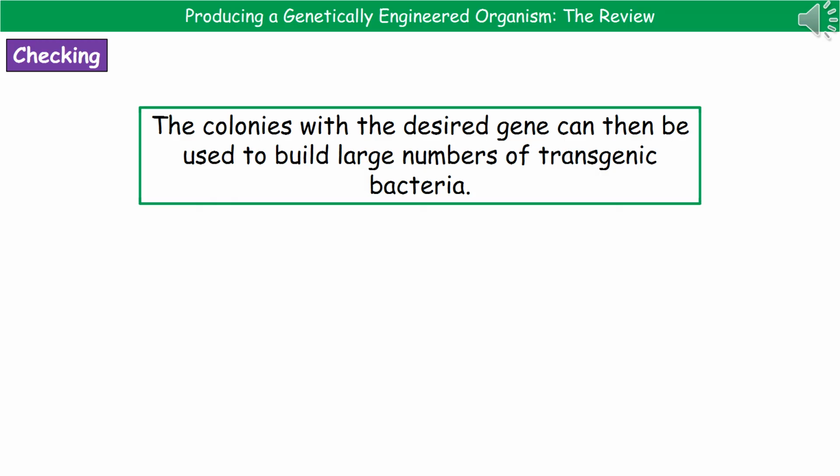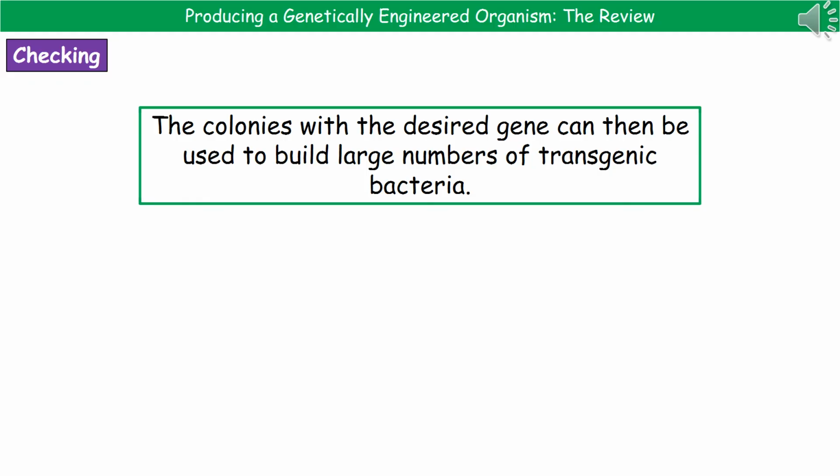The key reason for carrying out that check is to make sure that when we're then producing the large numbers of these organisms, they do have the desired characteristic gene present. So as soon as we've identified them, we can build these large numbers of our transgenic bacteria.